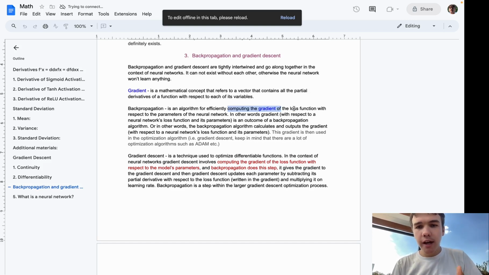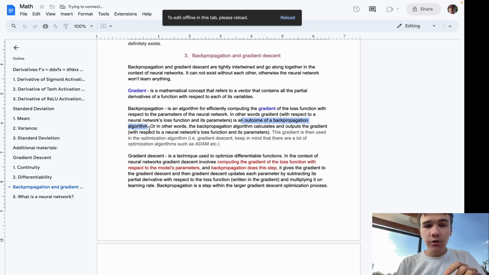Of course, it computes the gradient of the loss function with respect to the parameters of the neural network, and this is also important. In other words, the gradient of your neural network's loss function with respect to its parameters is an outcome of the backpropagation algorithm. So basically, in the context of a neural network, the gradient is an outcome of the backpropagation algorithm. The gradient does not come from nowhere, from nothing. It comes exactly from the backpropagation algorithm, and you need to understand it.